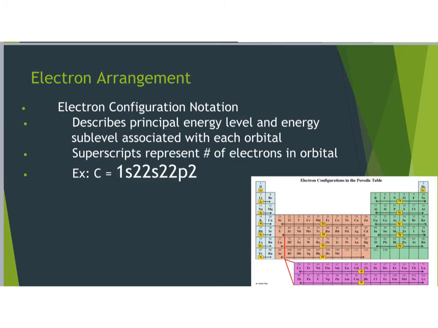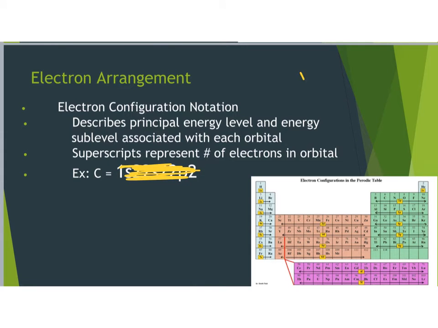Next, we're going to look at what we call the electron configuration notation. The electron configuration notation is actually very similar to the orbital diagrams, except you're not drawing the arrows in the boxes or the lines. We're going to squish it all up and just do the 1s, 2s, and so on. What this does is it describes the principal energy level and the energy sublevel that is associated with each orbital. Now we're going to have superscripts.